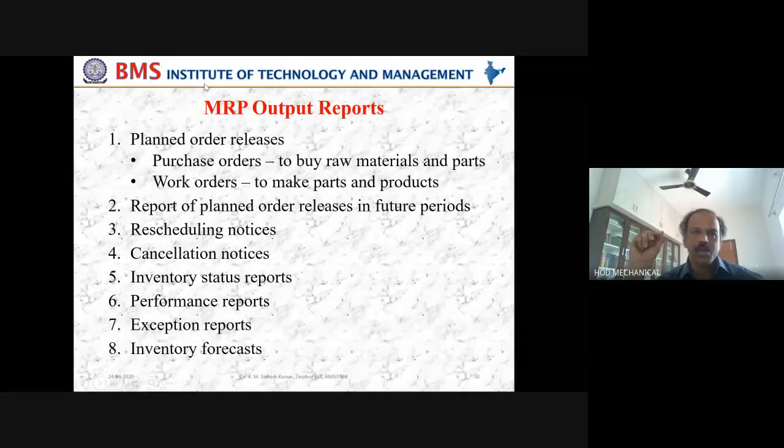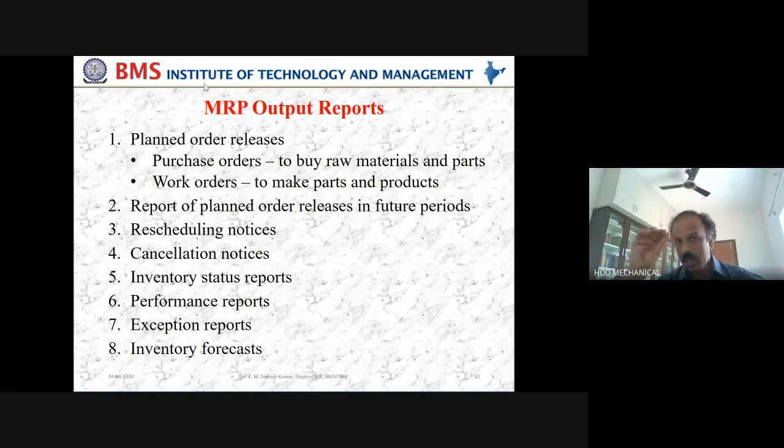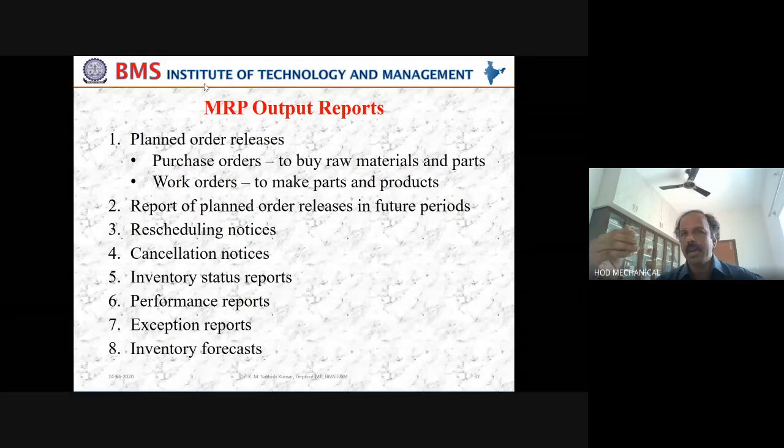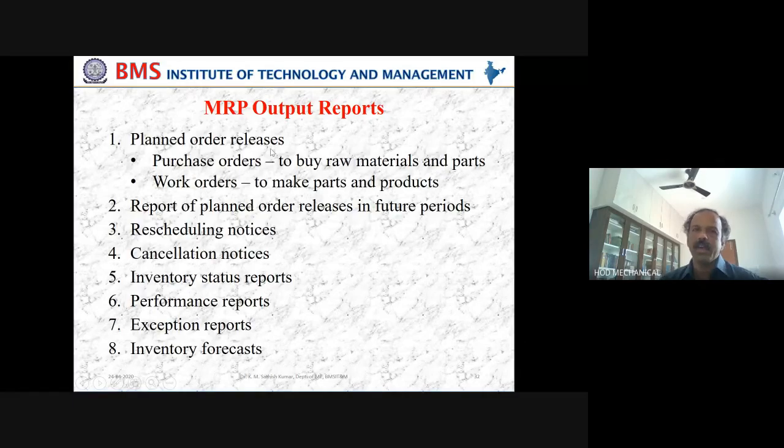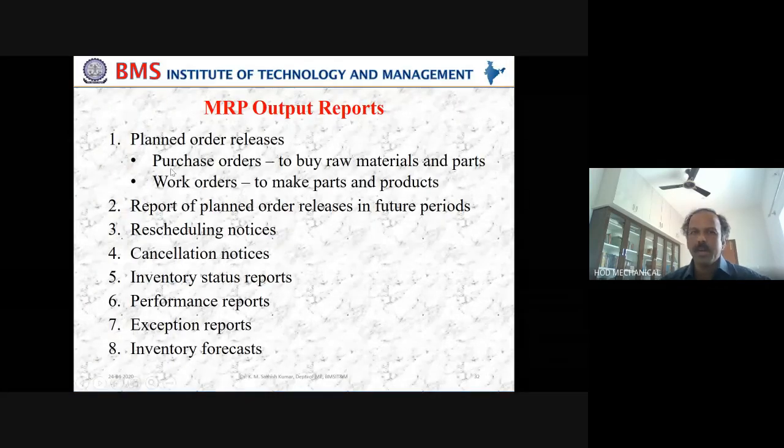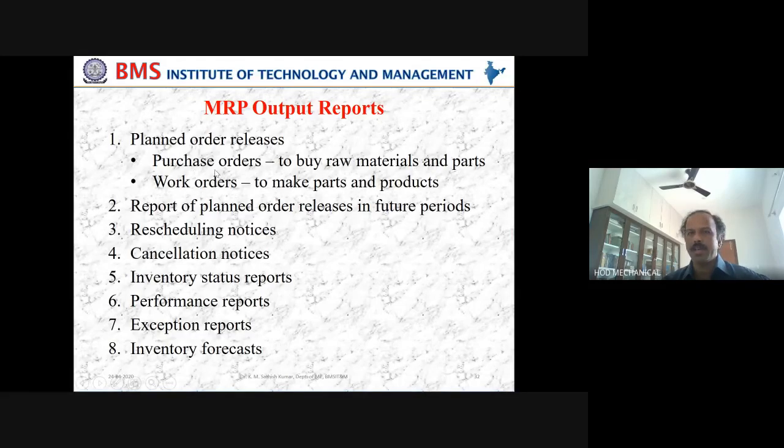The first and foremost thing: what is MRP for? MRP is for placing the order onto the vendor for the supply of raw material. The main objective of MRP is to place the order for raw material. That is planned order releases. Planned order releases is a purchase order, a purchase order to buy the raw material and parts. The raw material required is going to be procured, which is called a purchase order.